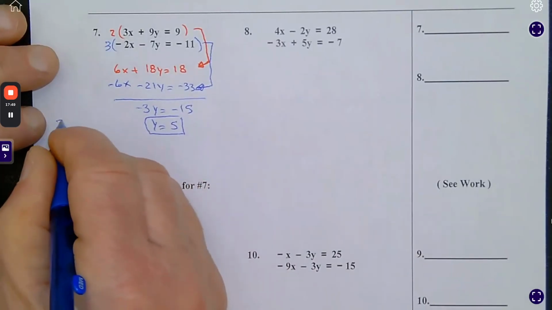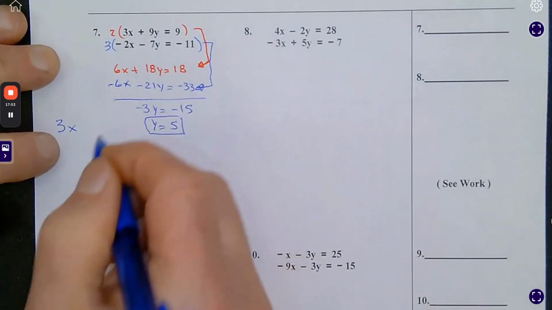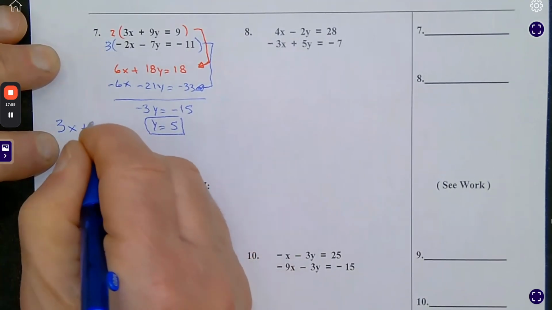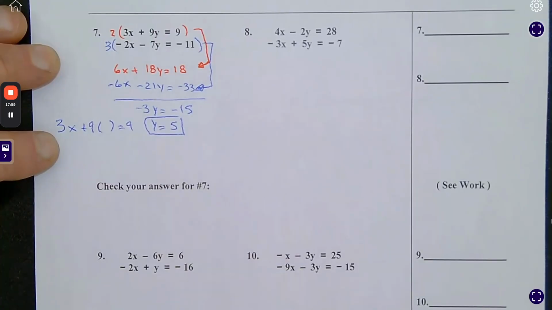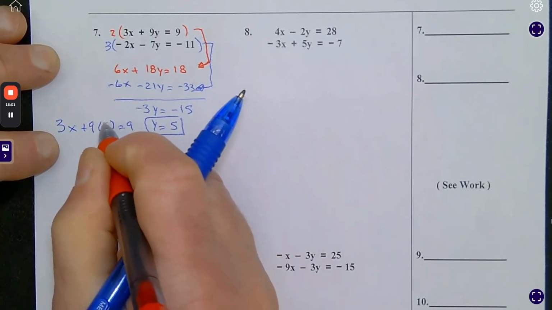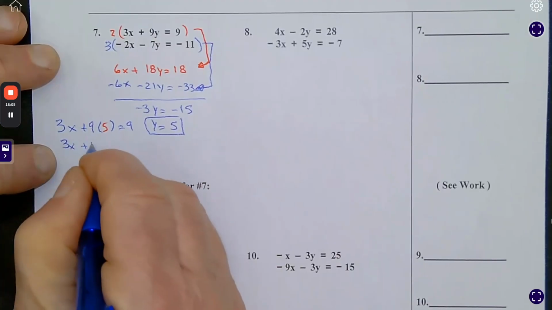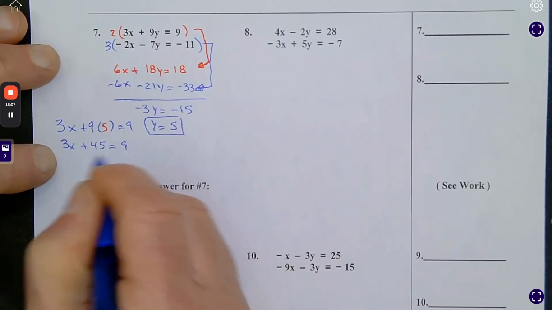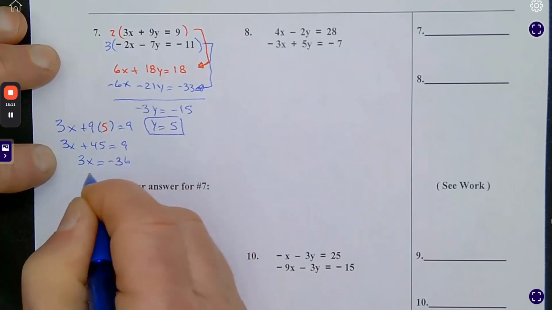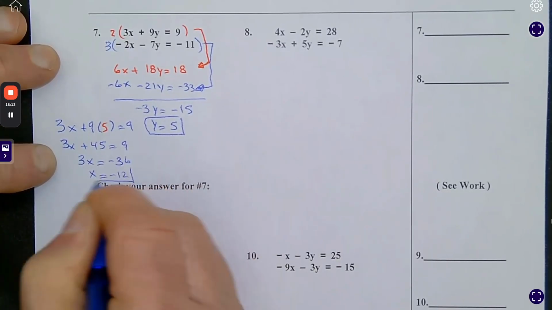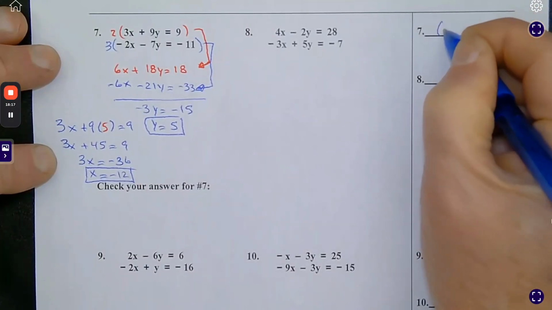Now I'm going to go to the top equation. 3x plus 9. But it's not y anymore. What is it? That's right. It's 5. Okay. And I multiply those together. Subtract 45 from both sides. Divide both sides by 3. Woo! That's it.